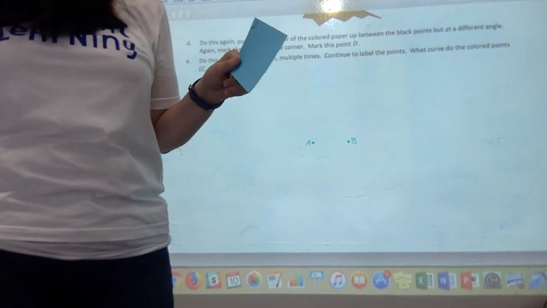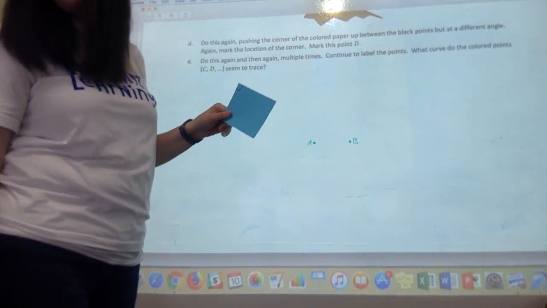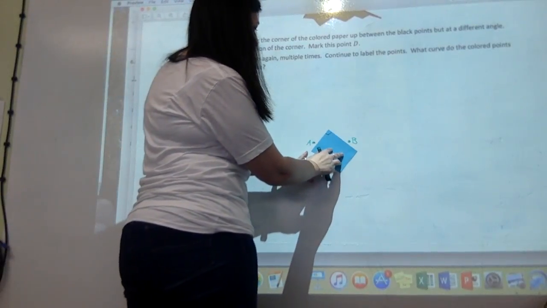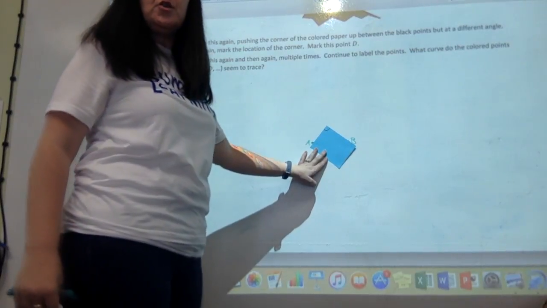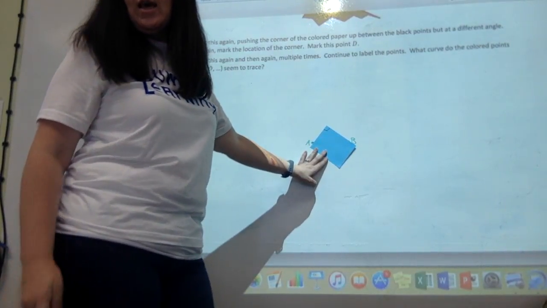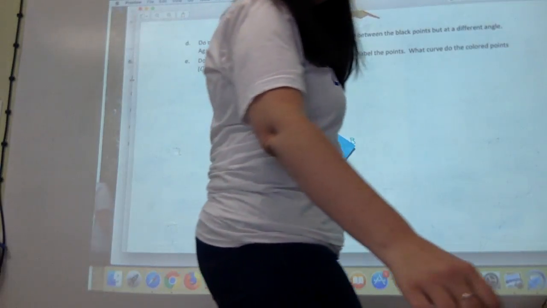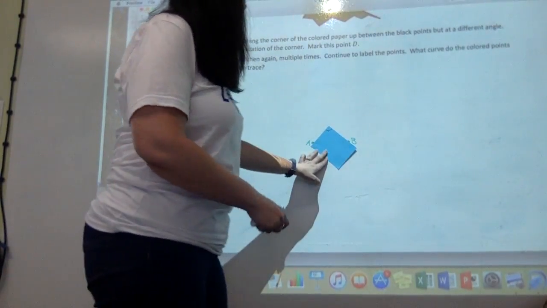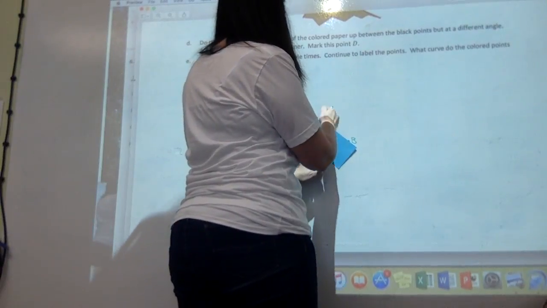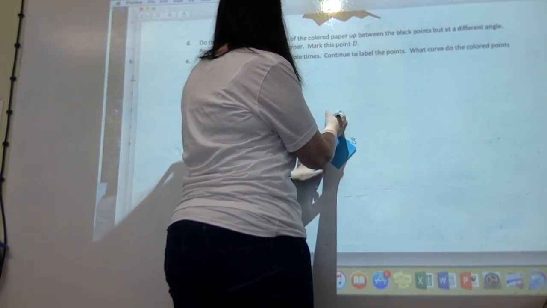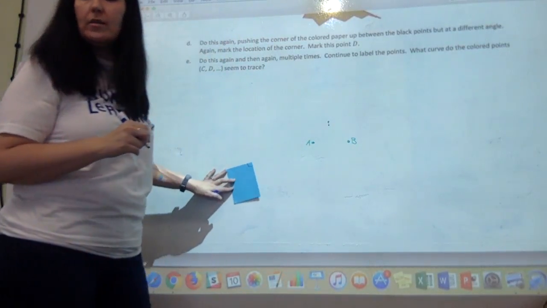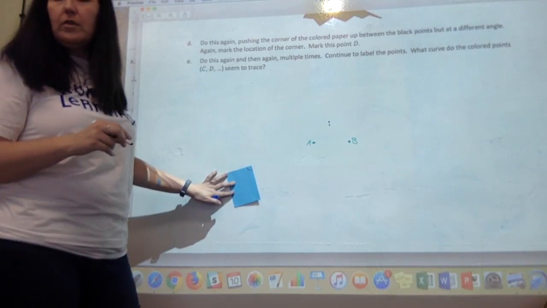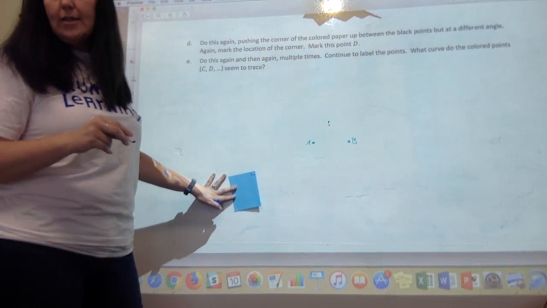Then it says you're going to take your colored paper provided and push that paper up between points A and B, until your paper touches each point. Then you're going to mark that point on your paper at the corner. So that would make a right angle between A, C, and B, correct? You don't draw it, just leave it. Then it says do it again.